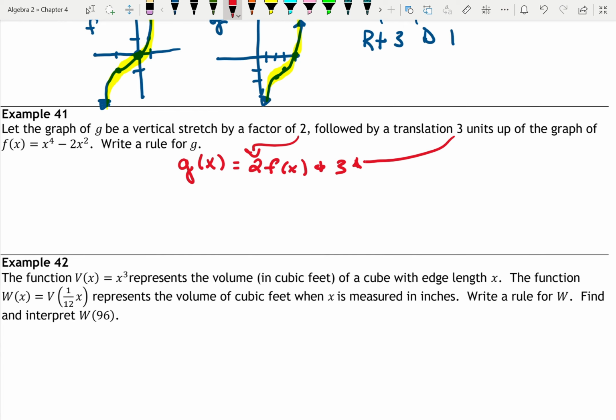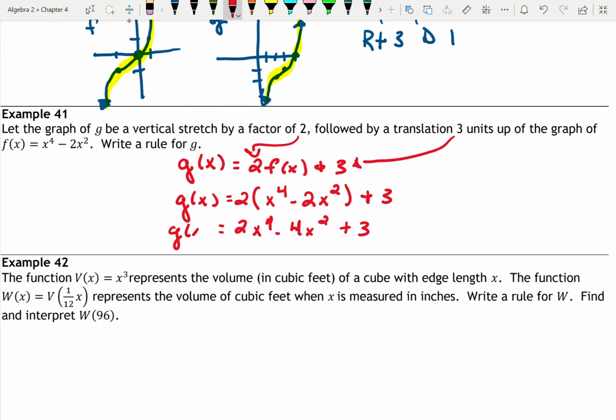Now I can plug in the actual f. So I'm going to say g of x equals 2 times f of x, which is x to the 4th minus 2x squared, and then plus 3 on the end. Distributing out, I'll have 2x to the 4th minus 4x squared plus 3. And that's going to be g of x. And that's all we've got to do there.